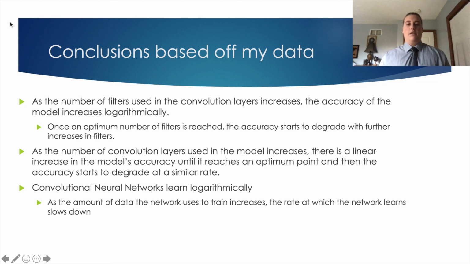And the final conclusion I made off my data was that convolutional neural networks learn logarithmically. As the amount of data the network uses to train increases, the rate at which the network learns slows down.